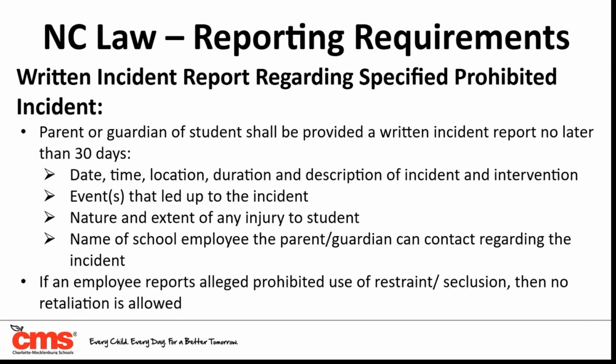Written incident report regarding specified prohibited incident. The parent or guardian of the student shall be provided a written incident report no later than 30 days after the incident. It includes the date, time, location, duration, and description of the incident and intervention, the event that led to the incident, the nature and extent of the injury to the student, and the name of the school employee the parent or guardian can contact regarding the incident. So all of these things need to be included in that written incident report. If an employee reports an alleged prohibited use of restraint or seclusion, then no retaliation is allowed.